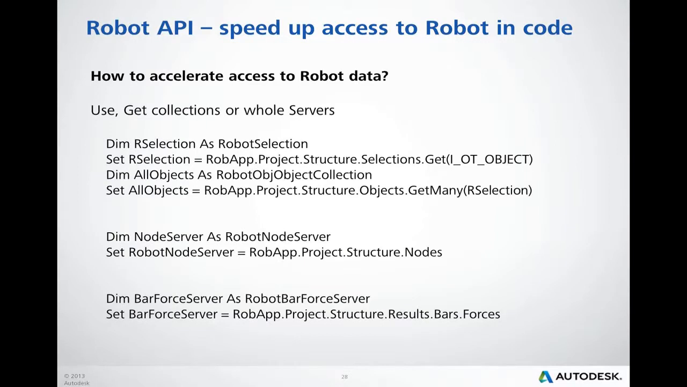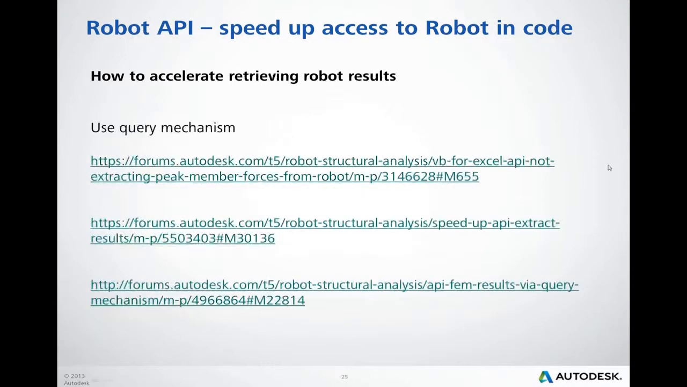How to accelerate access to Robot data? In case of large models and a large amount of data we want to retrieve, it's recommended to use GetCollections, CreateCollections, and also use whole servers like the node server, bar server, result servers, reaction servers. Another way of accelerating retrieving Robot results is to use the query mechanism. Examples can be found under the links on the forum.